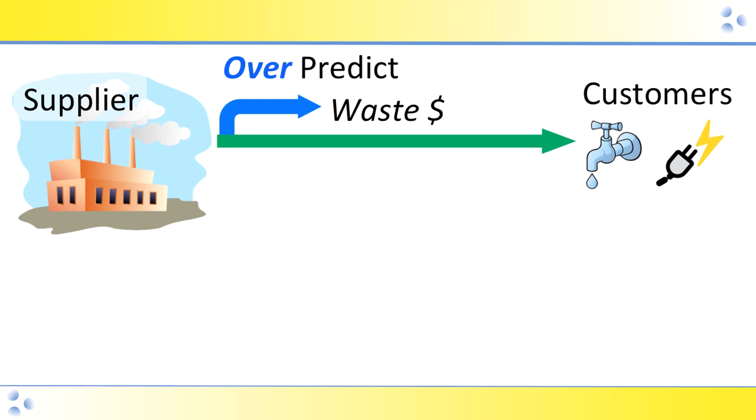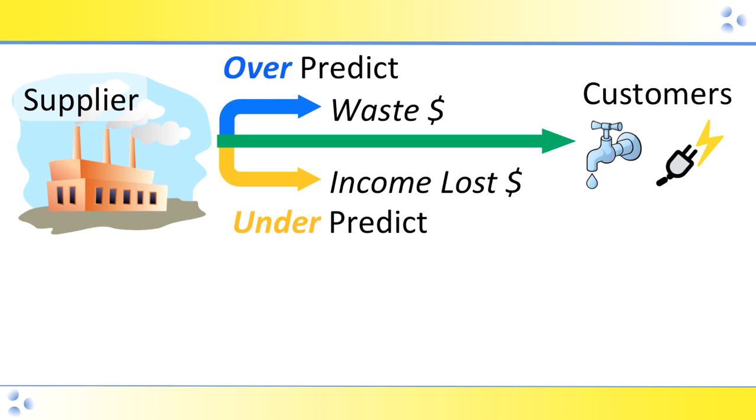I'm considering a world in which the water is just going down the drain and the power is just going out as heat. So there's no recovery from these products if we overpredict and order too much from the supplier. Similarly, if we underpredict, we're going to have lost income.